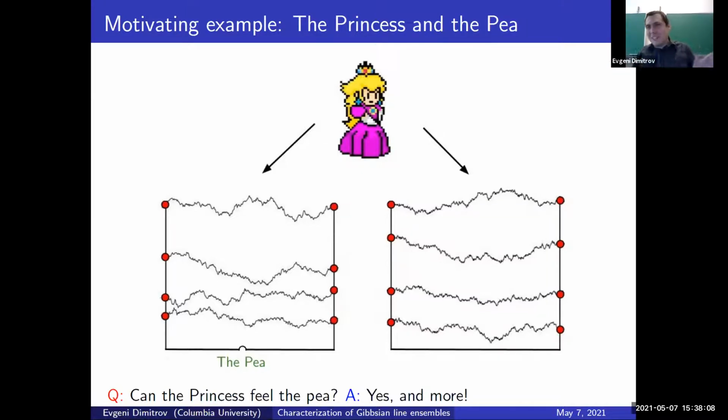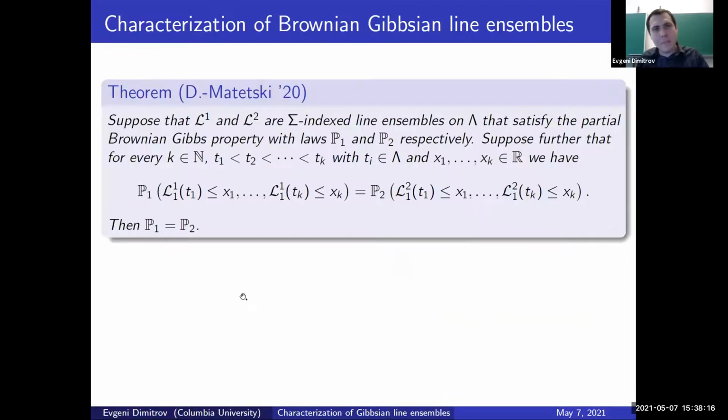Beyond imagination. So this is a fairy tale. But anyway, hopefully it's clear what I meant. And if not, the next result will say precisely what I mean. So the statement is as follows. This is a theorem by myself and Konstantin Matetski.